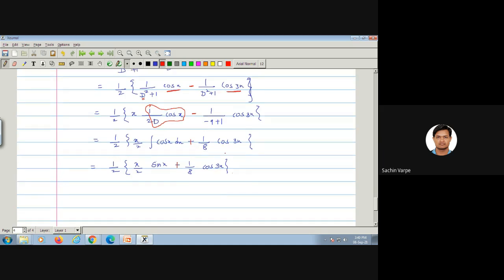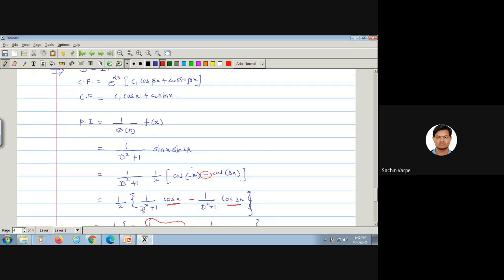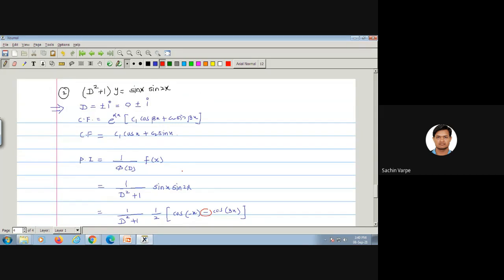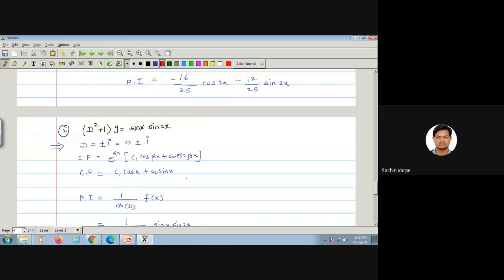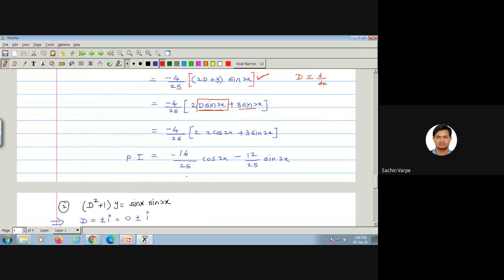Now write the final solution, that is y is equal to CF plus PI. Y equals complementary function plus particular integral. That is your final general solution, or the final complete solution. I hope the case is clear now. Second case, to get the particular integral by shortcut. If you still have any question in your mind, please ask. Any questions?